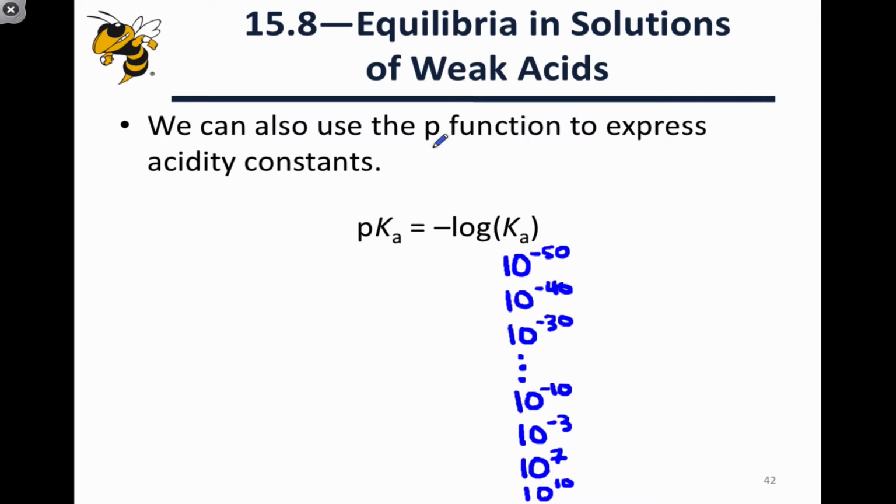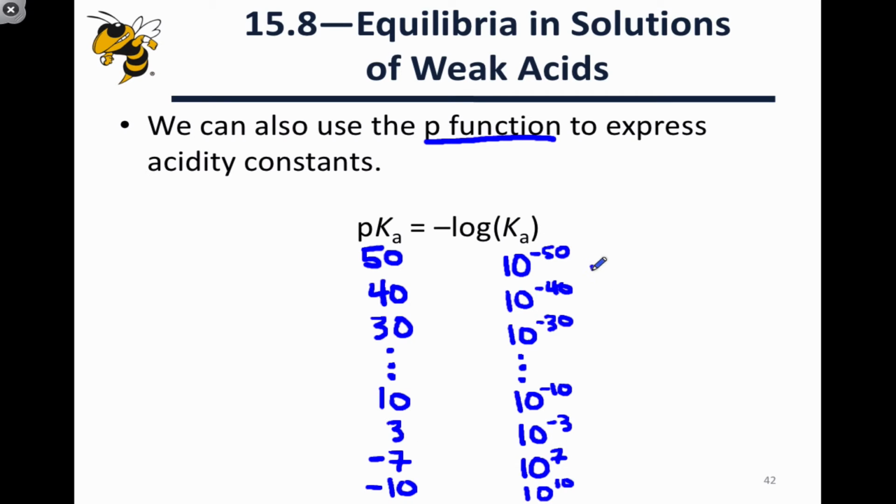What that means is we can use the p function to express the acidity constant or the acid dissociation constant, the Ka, in a more human-friendly form, you might say. So by taking the negative base 10 logarithm of the Ka, for example, we could generate the pKa of 50, 40, 30, so on and so forth, 10, 3, and now that the exponent is positive, the pKa is going to be negative, negative 7, and negative 10 for these last two entries.